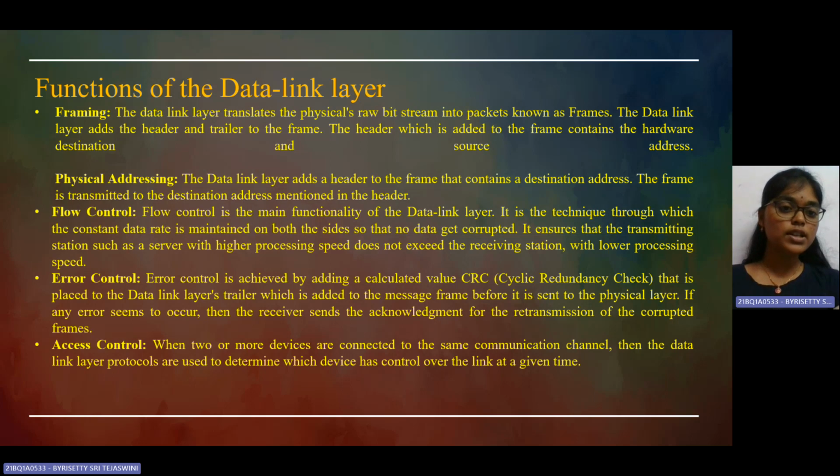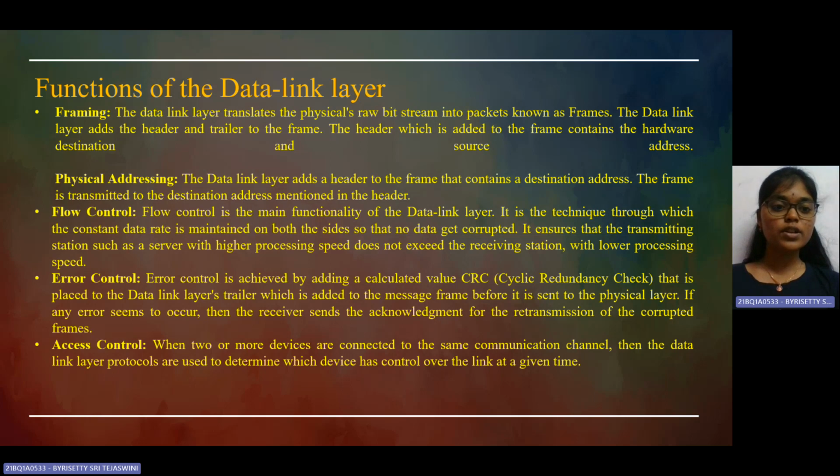Flow control. Flow control is the main functionality of the data link layer. It is the technique through which constant data flow is maintained on both sides so that data does not get corrupted. It ensures that the transmitting station, such as a server with high processing speed, does not exceed the receiving station with low processing speed.